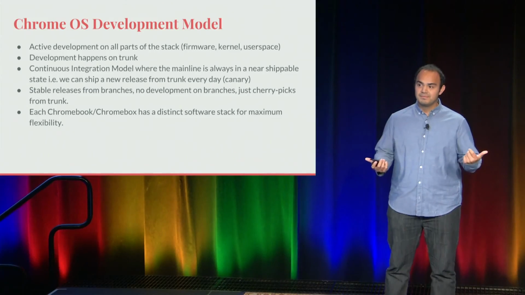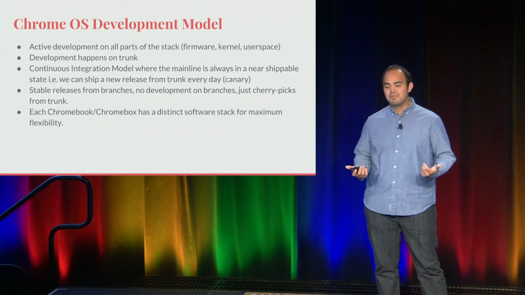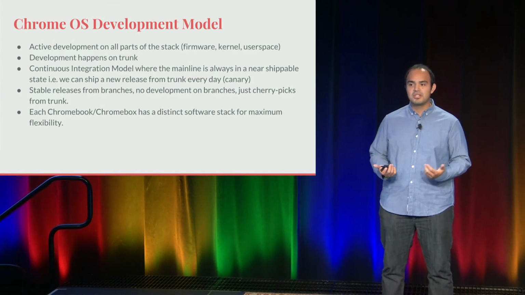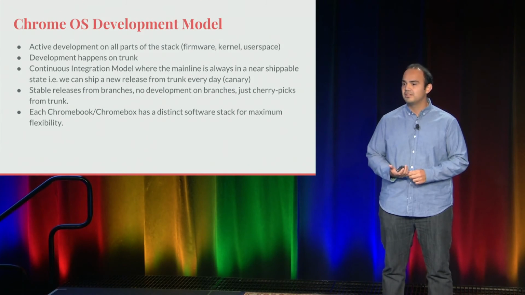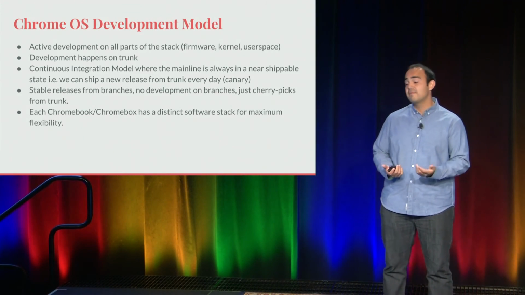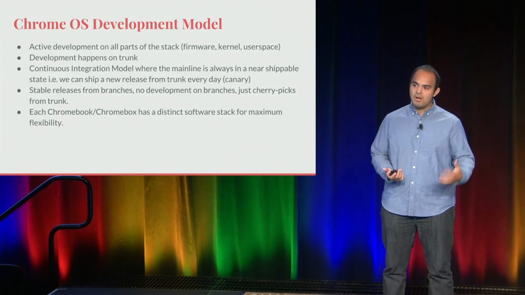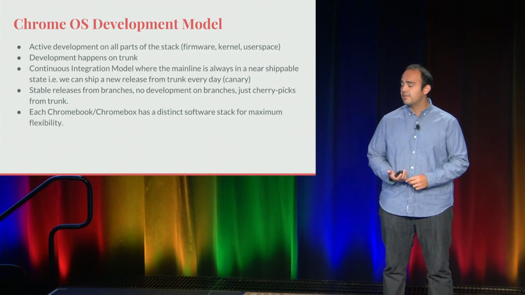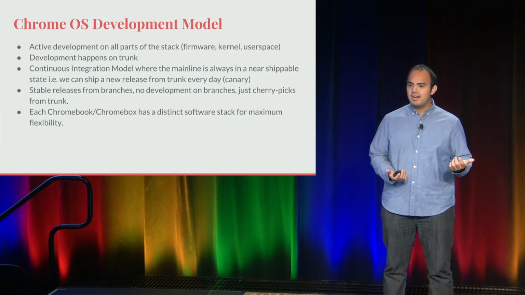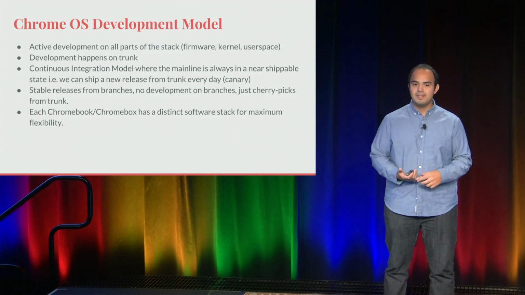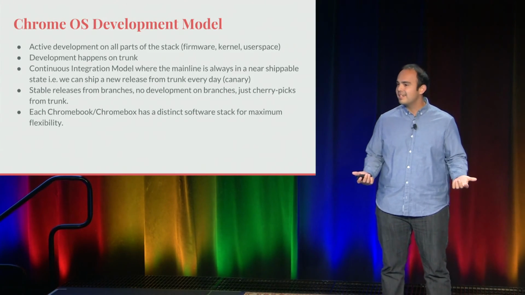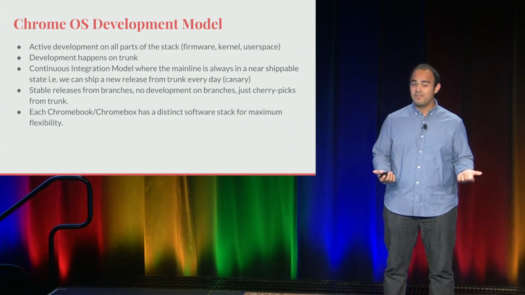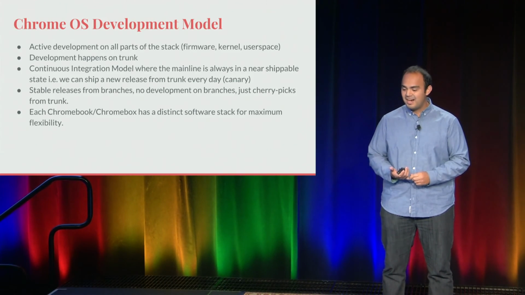So what kind of development model does it take to support this? Being able to ship everything you've ever shipped on physical devices every 6 weeks is a pretty difficult problem. On top of that, we have active development on all parts of the stack. We have our own Linux distribution, which means we have a kernel team that does active development on the kernel. As some of you may know, a kernel change could very easily brick a device. And we've actually, so far, not bricked any devices. So that's good.